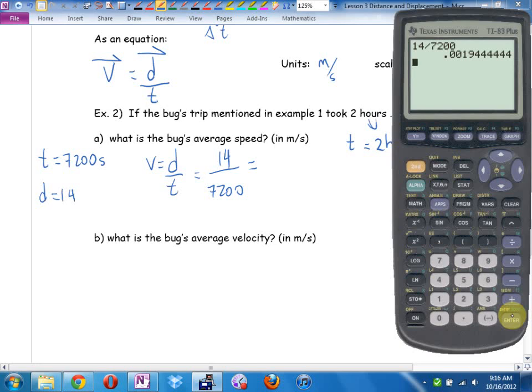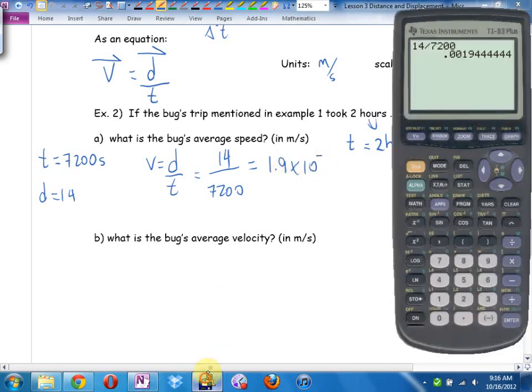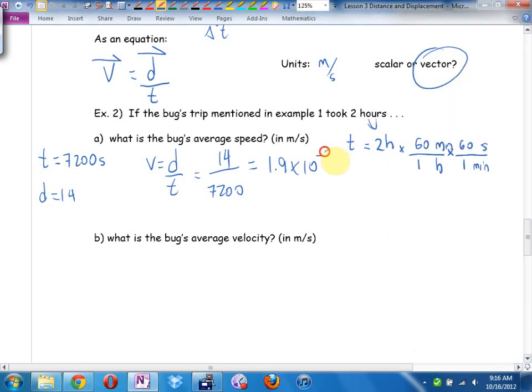Sig figs, 2 sig figs. Let's go 2 sig figs. I'm going to go like this. 1.9 times 10 to the negative what? 1, 2, 3. Units? Meters per second. Oh, let's try that again, Mr. Duke, you look a little neater. Meters per second.